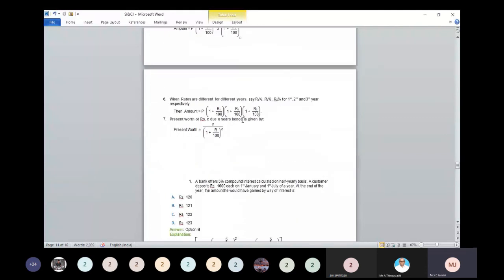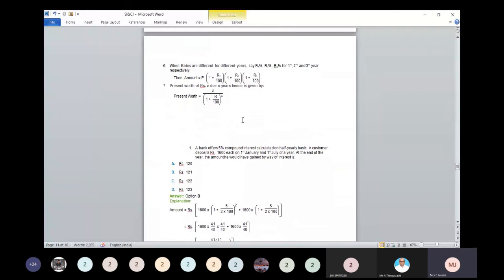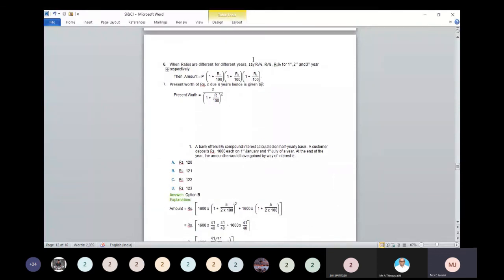And next, when the rate of interest is different for different years, say R1 percent, R2 percent, R3 percent for the first year, second year, and so on, then the formula is P into 1 plus R1 by 100 for the first year, 1 plus R2 by 100 for the second year, 1 plus R3 by 100 for the third year, etc.